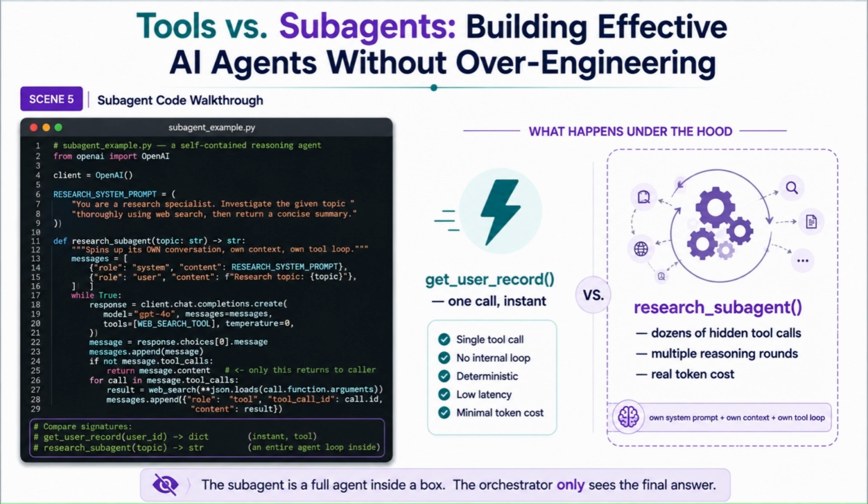Get_user_record from scene 3 takes a user_ID and returns a dictionary almost immediately. Research_subagent takes a topic string and returns a summary string, but underneath that innocent-looking signature sits an entire independent agent loop, potentially dozens of tool calls, multiple rounds of internal reasoning, and real token cost accumulating with every single step before anything ever returns to the caller at all.